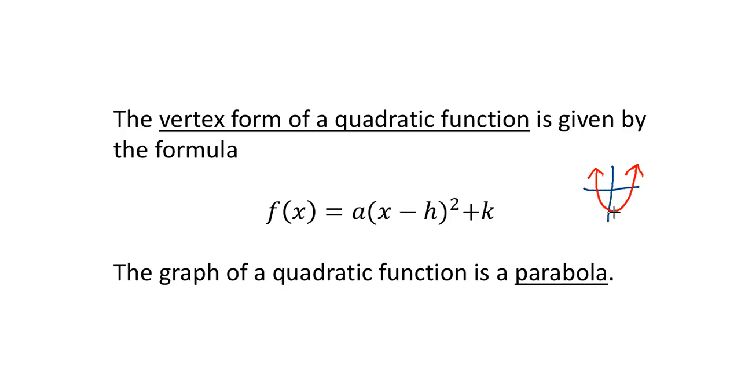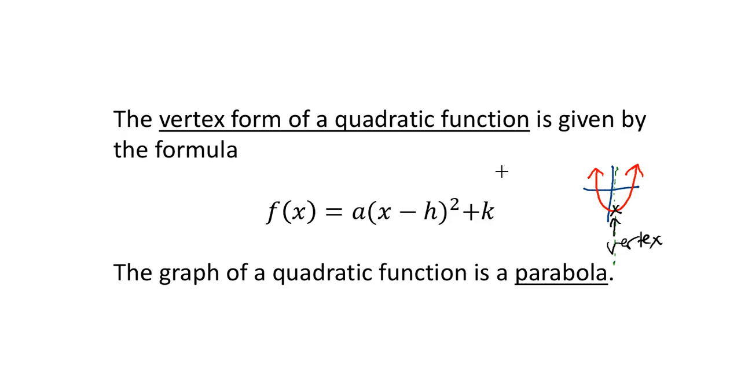So the important points that we're going to focus on in this section will be the vertex of the parabola, which would be the point at the very bottom of the parabola in this case. So this would be the vertex. And the symmetry of the graph. A parabola is symmetric about the vertical line that passes through the vertex. So this vertical line right here, if you were to fold the parabola along that vertical line, the left-hand side should perfectly match up with the right-hand side.